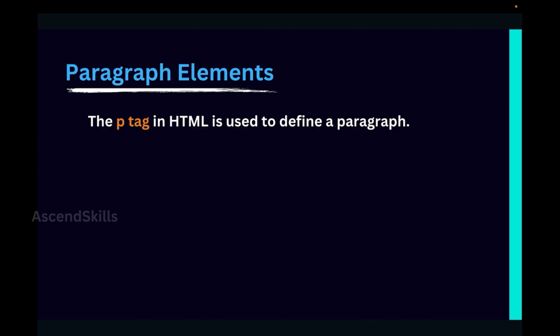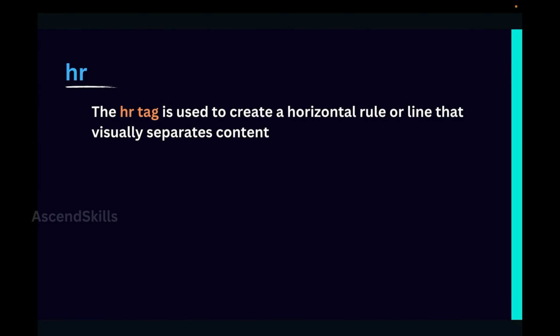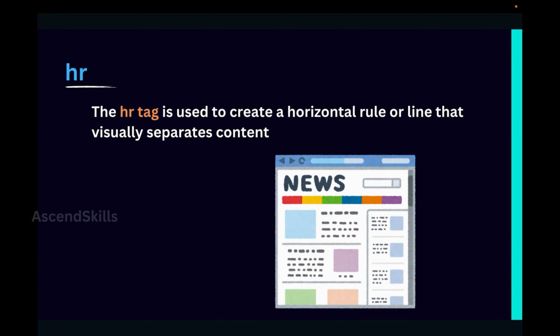Now that we have covered HTML paragraphs and how whitespace is handled, let's talk about some additional HTML tags that help with text formatting and layout. Horizontal rule, break, and pre-formatting. The horizontal rule tag is used to create a horizontal rule or line that visually separates content. It's a self-closing tag and doesn't require a closing tag.